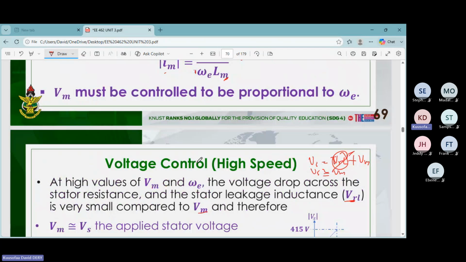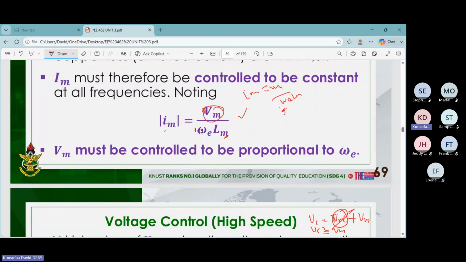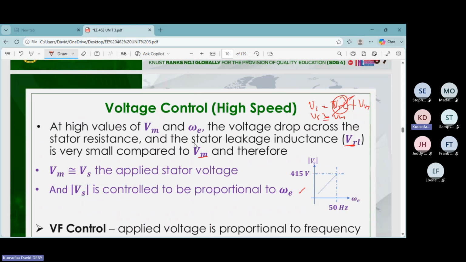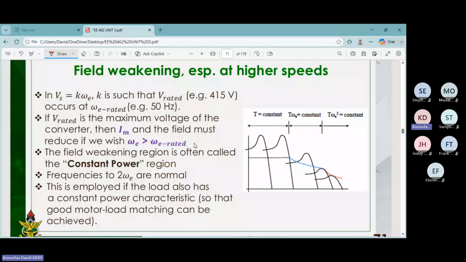So we come back. Now this is constant. If you want to increase this, then you reduce Im. So you reduce Im to be able to extend the speed range. So that is what happens at field weakening. And we will have these graphs at this point. So field weakening at high speed. You realize that when you go beyond the base speed and you want to do field weakening, you have to reduce the field, and the curves begin to reduce, and that is where we have field weakening, and that is the constant power region.